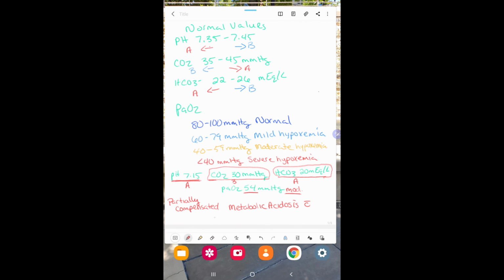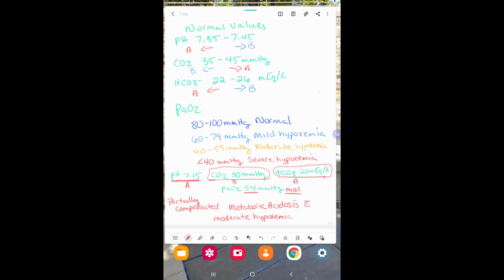So with moderate hypoxemia. Okay? So that was pretty easy to figure that one out. Would you agree how we broke it down? It was a little bit easier. And the more you do it, the easier it will get for you.